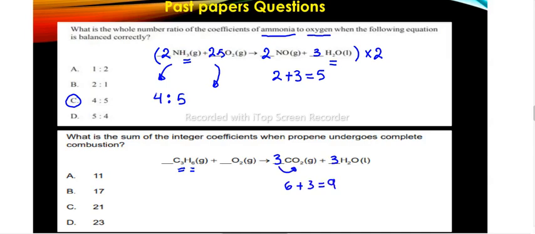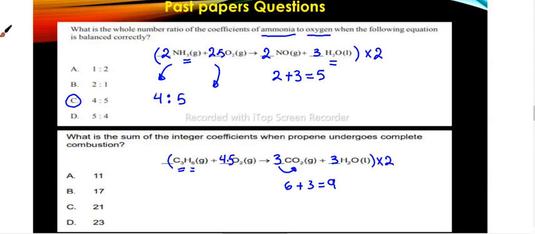Definitely you need to multiply by 4.5, sorry. So you will multiply it by 4.5. Now you're going to multiply the whole equation by 2.